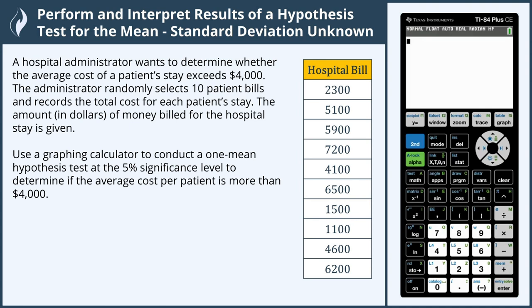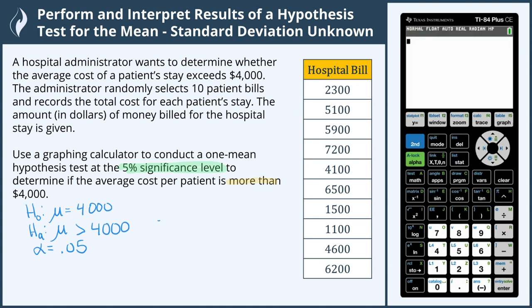Use a graphing calculator to conduct a one-mean hypothesis test at the 5% significance level to determine if the average cost per patient is more than $4,000. Where we are doing a hypothesis test, we should identify the null and alternative hypotheses. The null hypothesis is that the average patient stay is exactly $4,000, so the average equals 4,000. The administrator has an alternative claim that the mean is more than $4,000. We were also given a 5% significance level, so we note that alpha equals 0.05.